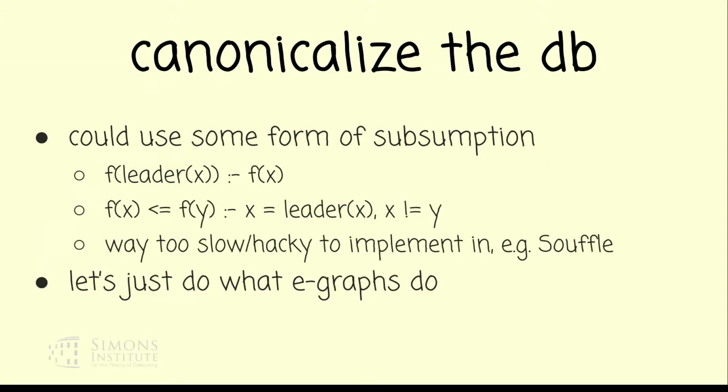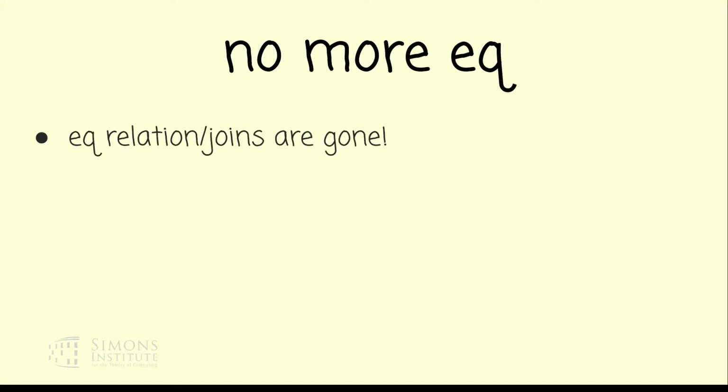We'll just sort of skip past that. But let's just do what eGraphs do and actually implement congruence closure. What this means is that the equivalence relation is no longer explicit, right? Because it has to be super magical. Because when you add something to the equivalence relation, it's going to all of a sudden just do spooky action at a distance and change things in your databases.